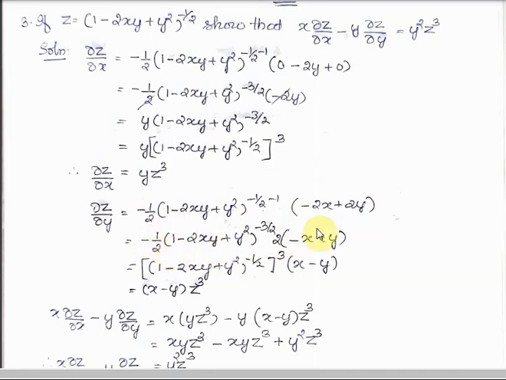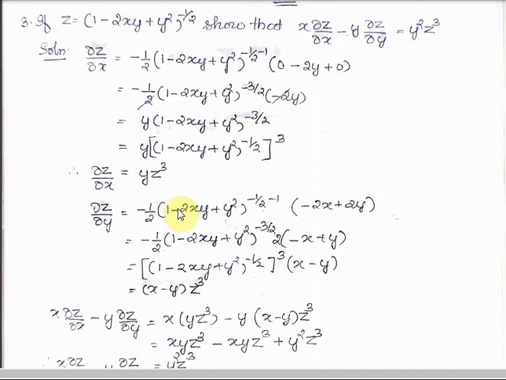I can multiply this minus inside. Minus into minus becomes plus. Minus into plus is minus. So this becomes this full term into x minus y. And as we have done above, this I can write as minus half to the power of whole cube. So this becomes z cube into x minus y.